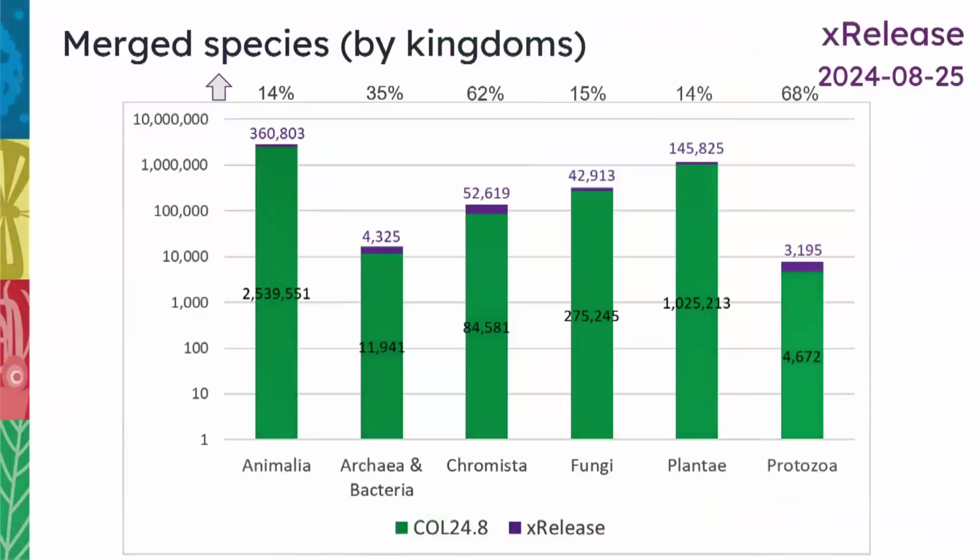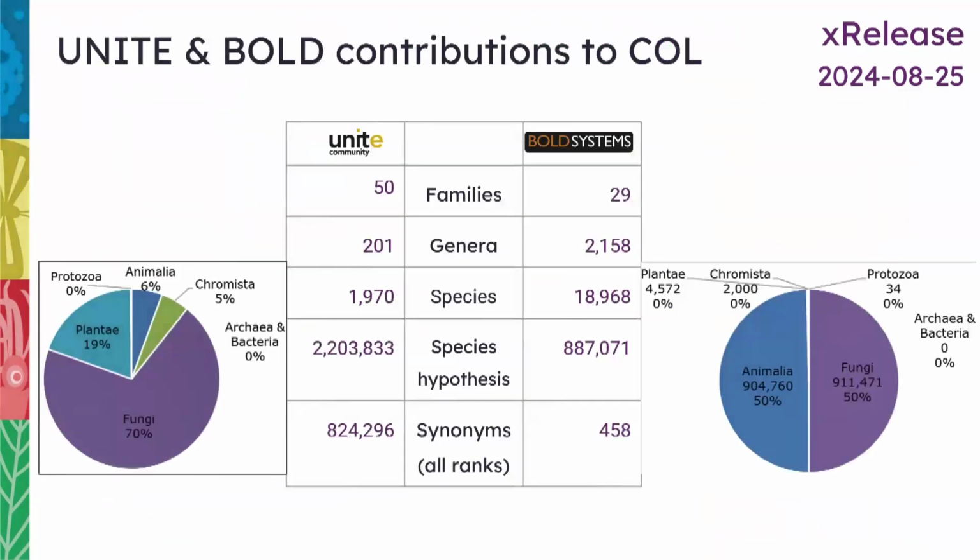In general, the kingdom with the greatest increase in the number of species names in proportion to its content in the base catalog is protozoa. However, the largest number of merged species is in animals. In the next talk, Camila will zoom in on the merged names of insects. Two important sources of names are UNITE and BOLD, both of which contribute names at all ranks, but their major contribution is at the species hypothesis level, mainly in the fungi and animal kingdoms.